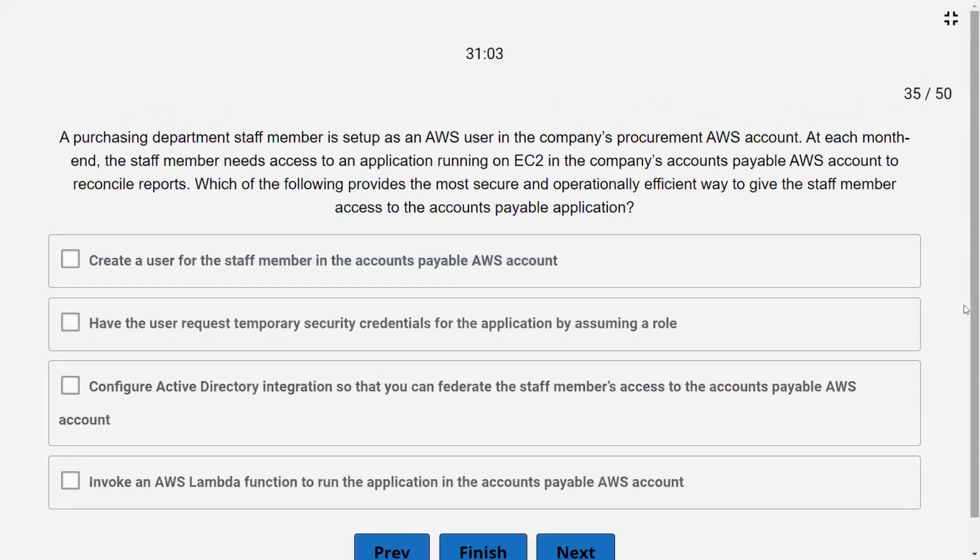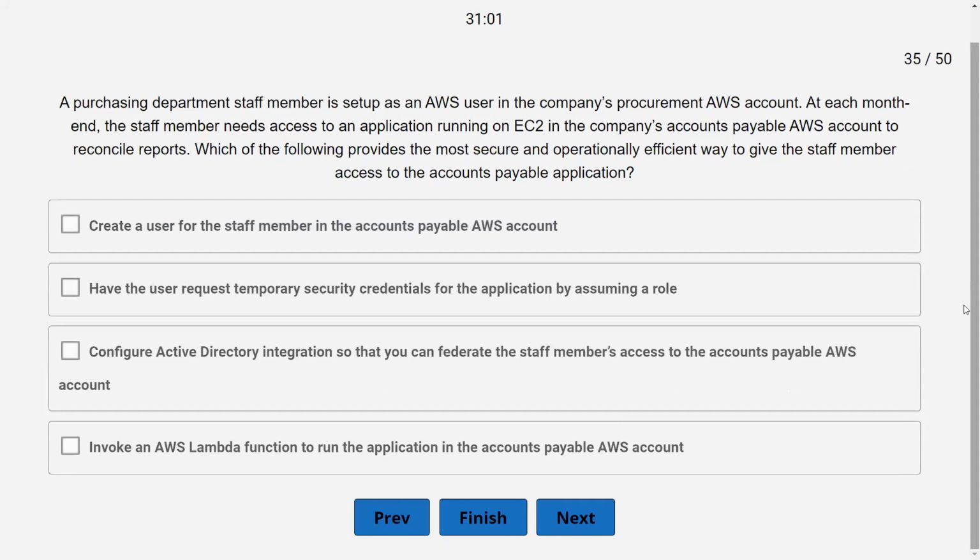The purchasing department staff member is set up as an AWS user in the company's procurement AWS account. At each month end, the staff member needs access to an application running on EC2 in the company's account payable AWS account to reconcile reports. Which of the following provides the most secure, operationally efficient way to give the staff member access to the account payable application?